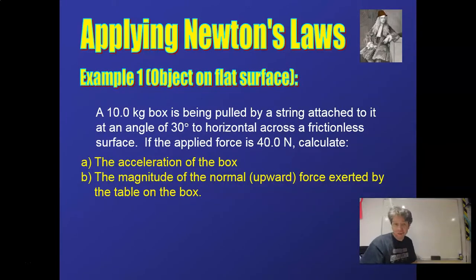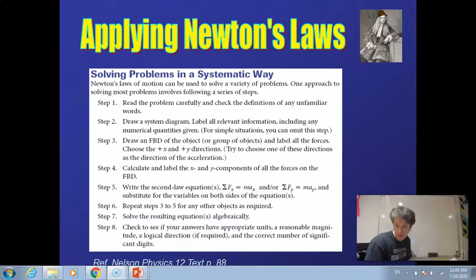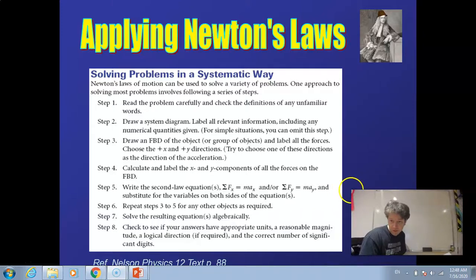All right, so let's start with the first question. So you know what? I'm going to leave these up on the screen. So the first question says a 10-kilogram box is being pulled by a string attached to it at an angle of 30 degrees to the horizontal across a frictionless surface. If the applied force is 40 newtons, calculate A, the acceleration of the box.